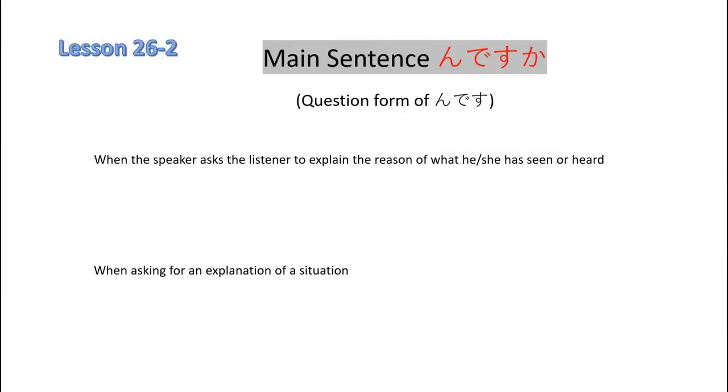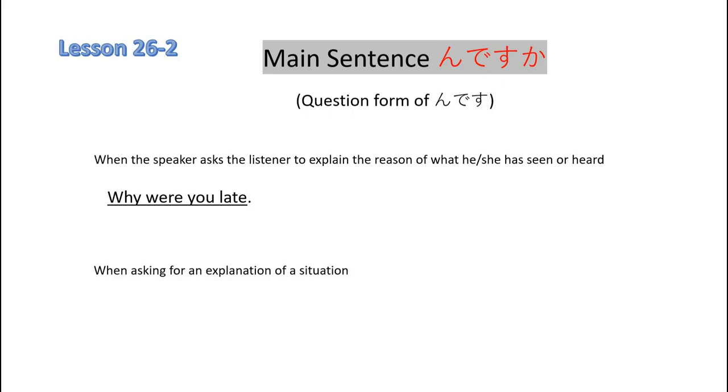Another use of the un desu ka pattern is when the speaker asks the listener to explain the reason of what he or she has seen or heard. So when the speaker wants the listener to explain the reason for whatever the speaker has seen or heard, he will use the un desu ka pattern.